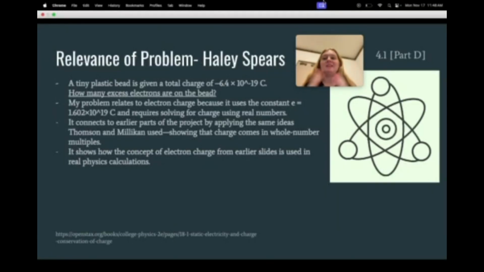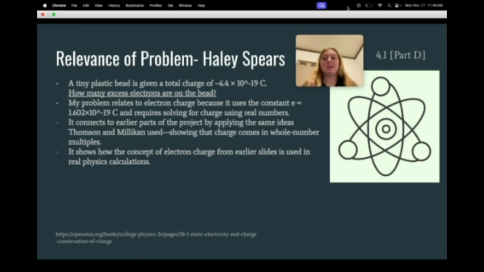Of my problem, I have a tiny plastic bead and it is given the total charge of negative 6.4 times 10 to the negative 19th power. And then my problem itself is how many excess electrons are on the bead. So for my problem, I tried to use stuff that was in the earlier parts of this project and bring it into this problem to really tie it together.